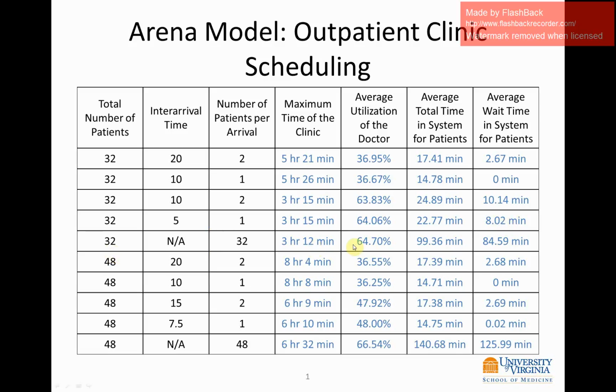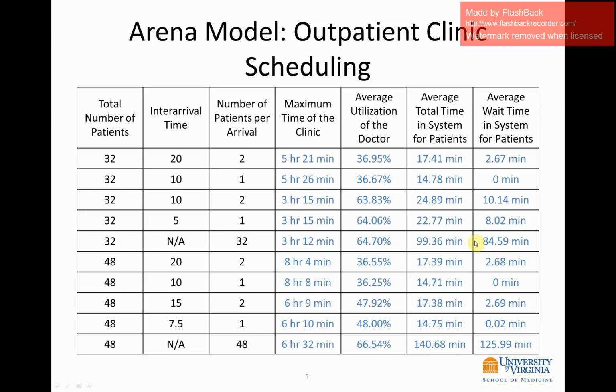And then when we have everyone arrive at once, the time of the clinic stays about the same. So this would suggest that spacing the patients on average 5 minutes apart is about right. We're not having a lot of scenarios where the doctor or the nurses are waiting for people. But the average total time in the system on average is 99 minutes versus 22 to 24 minutes. And that just means that there's a lot of waiting time going on.